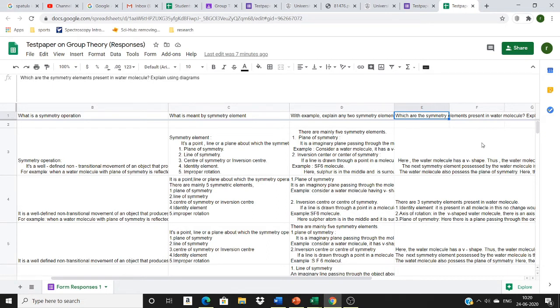Similarly, please try for BF3. I hope you all know the shape of BF3, boron trifluoride. And next I want you to try ammonia, NH3. Try these two and you should post your answers.